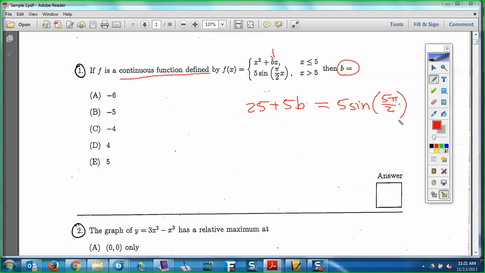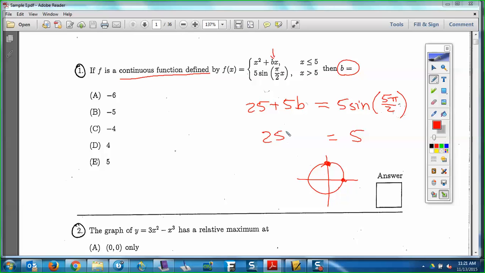5 pi halves. Now, on the AP test, they do a really good job of quizzing you on multiple things within the same problem. So right here, they're going to check to see if you know your sine values, aren't they? So 5 pi halves, what would that be? All the way around, that'd be 4 pi halves, and one more. So that'd be 1.